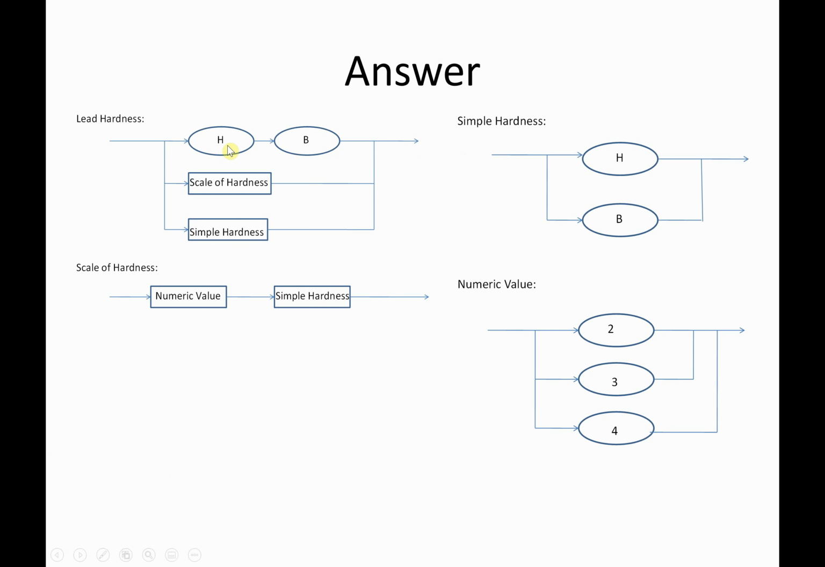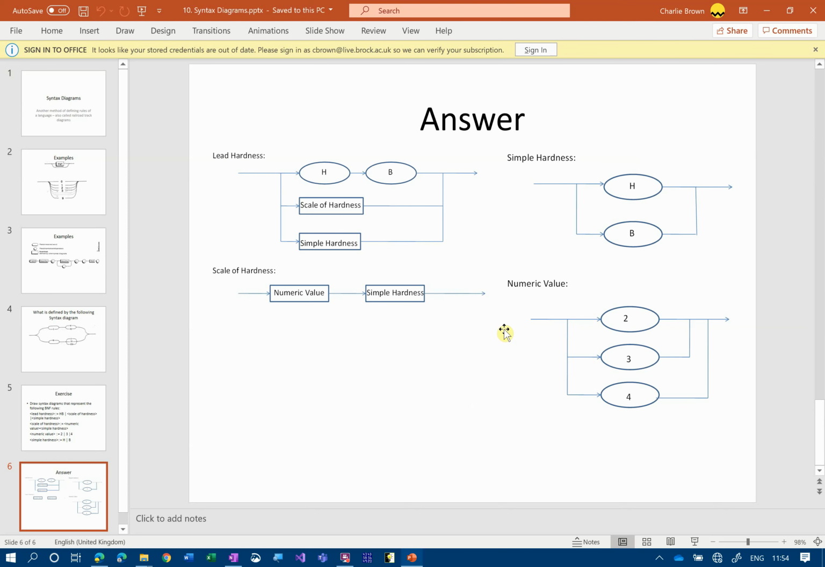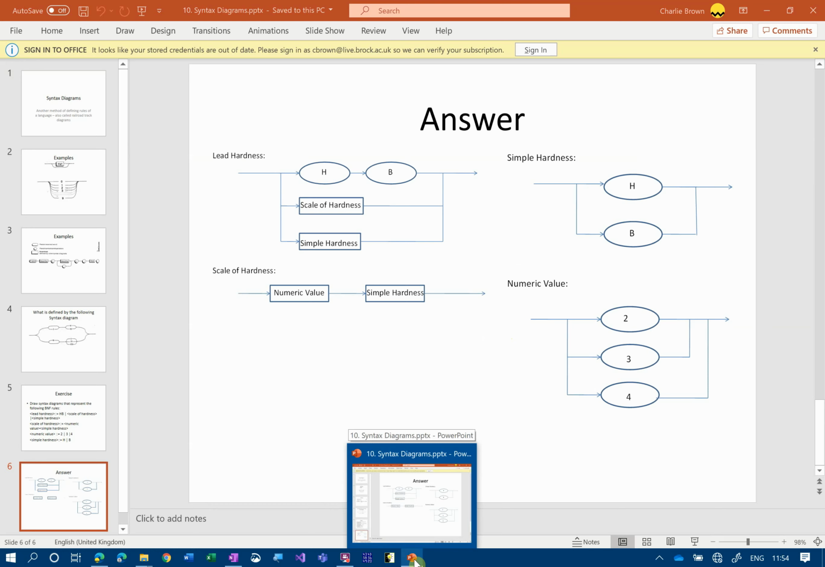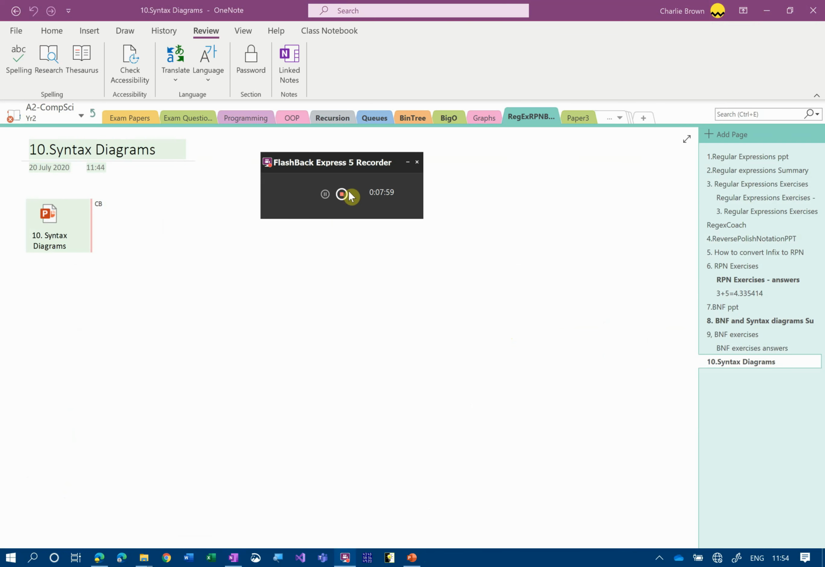Okay, so we have lead hardness, H followed by B, or it can be scale of hardness or simple hardness. Scale of hardness is numerical value followed by simple hardness. So remember the rectangles represent non-terminals, so that means they're defined elsewhere. All right, there we go. As I said, I'll set you some work on the previous exam questions on that, and fairly straightforward. Now don't get too worried with the BNF about the syntax. They will be fairly okay in the exam as long as you don't go too far away. Okay, that is that.